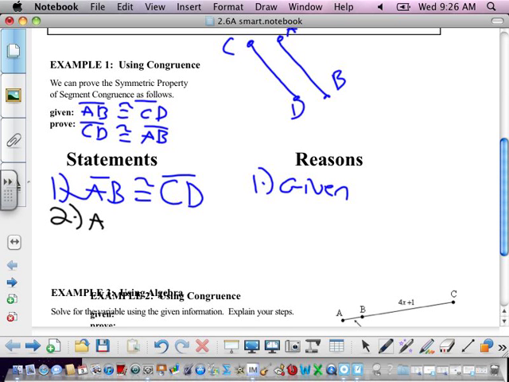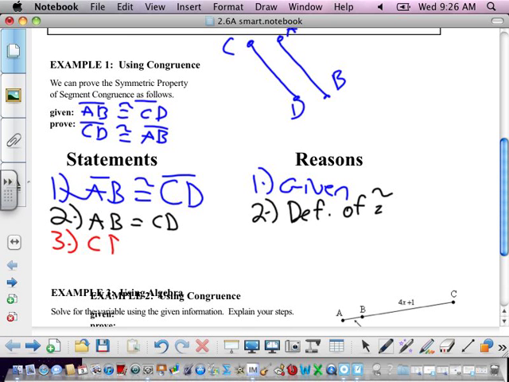Okay, number 2. Watch what I'm doing. How does this look different if I say AB equals CD? I didn't say they're congruent. I took the segment off the top. When we do this, we call this definition of congruency. That means we can either take away the congruency symbol and just make it equals, or put it in. Step 3: CD equals AB. What did I do right there? Not reflexive, it's symmetric.